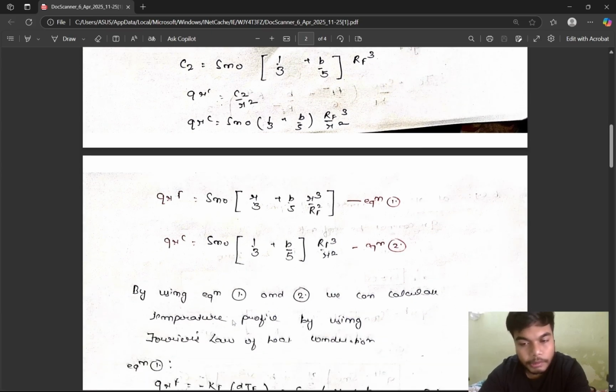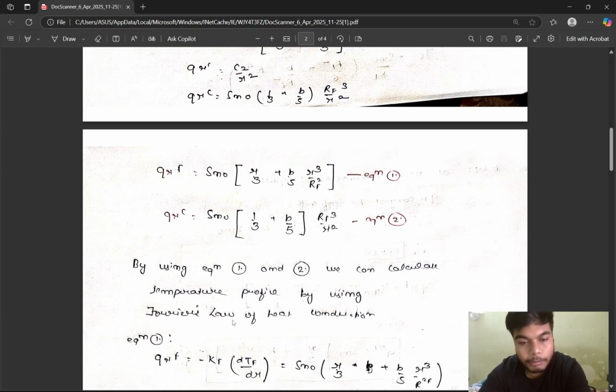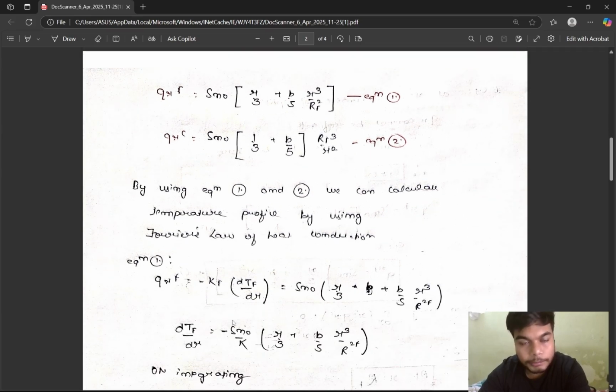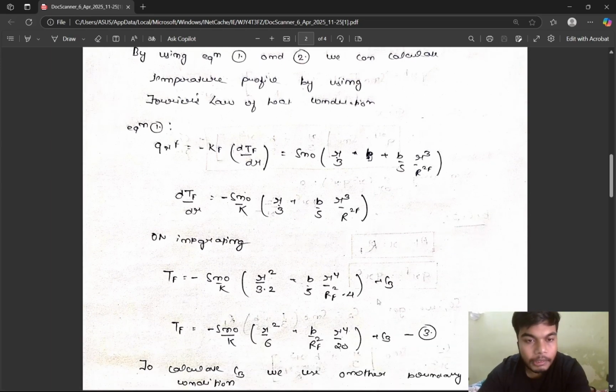By using equations 1 and 2, we can calculate the temperature profile by using Fourier law of heat conduction. We will substitute QRF equals minus KF dTF upon dr, which will be equal to Sn naught into (r by 3 plus b by 5 r cube upon r2). Now we will just rearrange the terms. We will divide both sides by k and we will get dTF upon dr equals minus Sn naught upon k into (r by 3 plus b by 5 r cube upon r2).